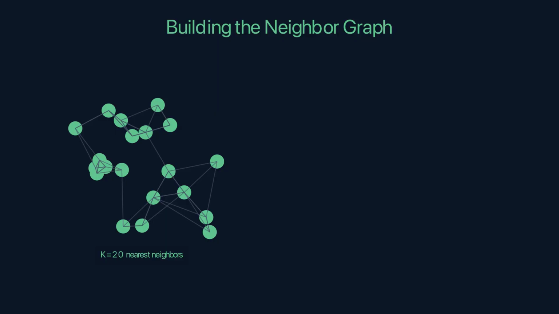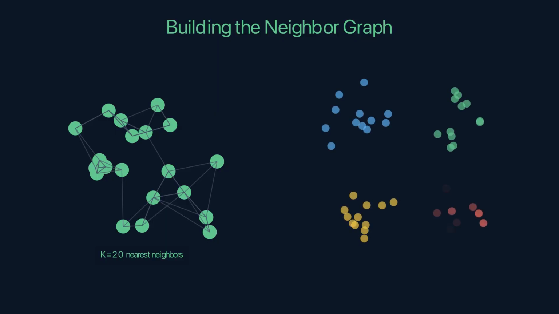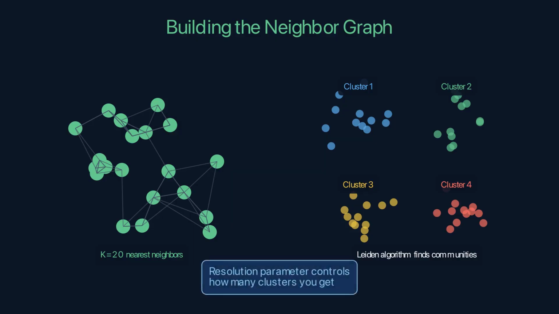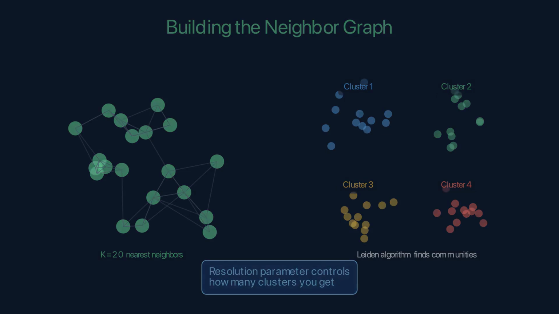Then the Leiden algorithm walks through this graph and finds communities, groups of forms that are more connected to each other than to the rest. These communities are your clusters. Each cluster is a candidate cell type. The resolution parameter controls how many clusters you get. High resolution splits everything into tiny neighborhoods. Low resolution merges them into large districts.